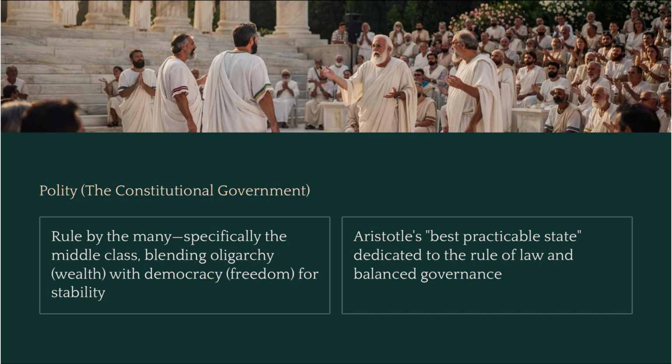Now we come to Aristotle's favorite practicable system, polity or constitutional government. This is ruled by the many, specifically the middle class.